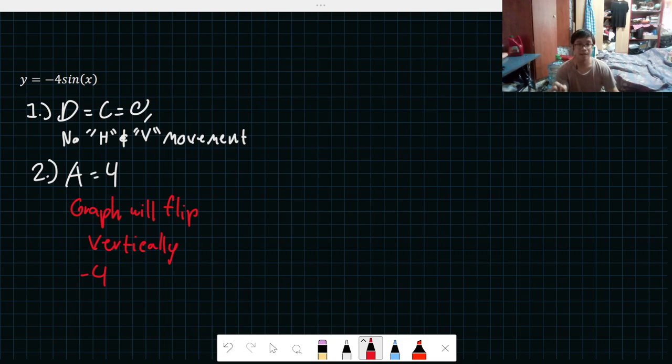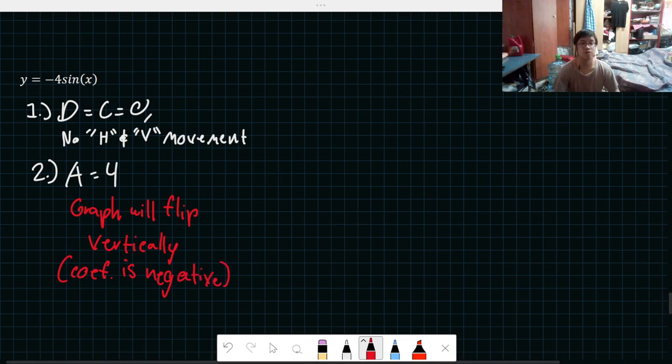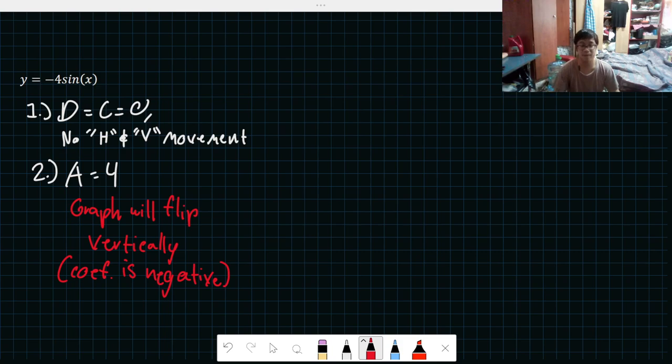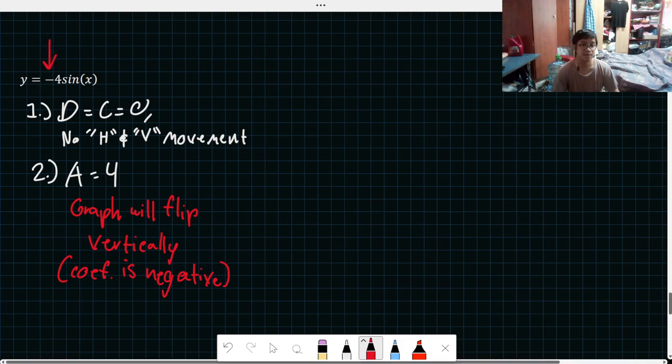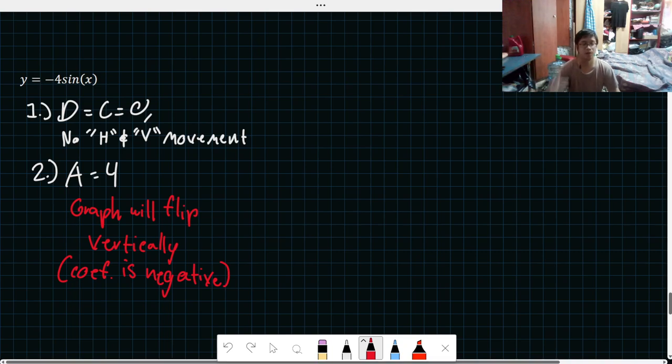Remember, a negative sign indicates that your graph will flip vertically, if and only if the coefficient is negative. Because your coefficient is negative, all right? But to find the amplitude, just make it positive. So negative 4 becomes positive 4. But don't simply disregard the negative sign. We only disregard it to get the amplitude. It still has an interpretation: the graph will flip vertically. Don't forget that. Write it down in your notes, or at least remember it in your mind.